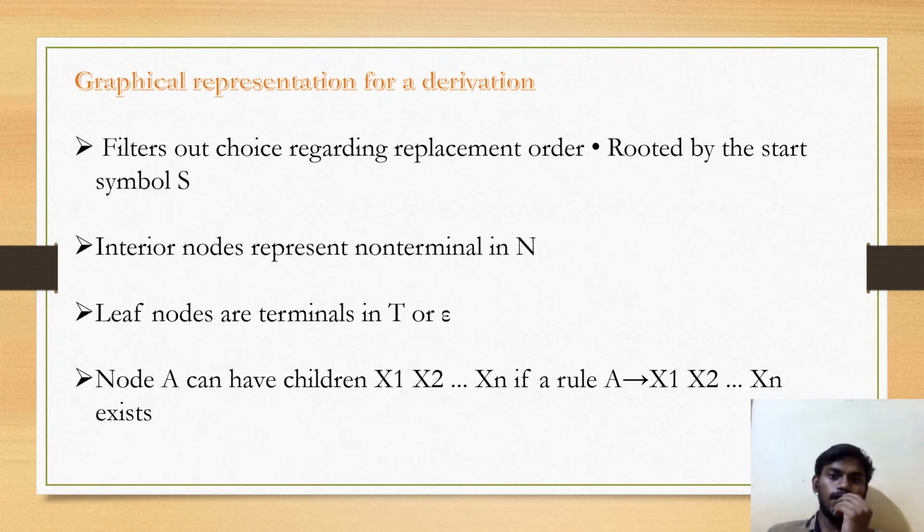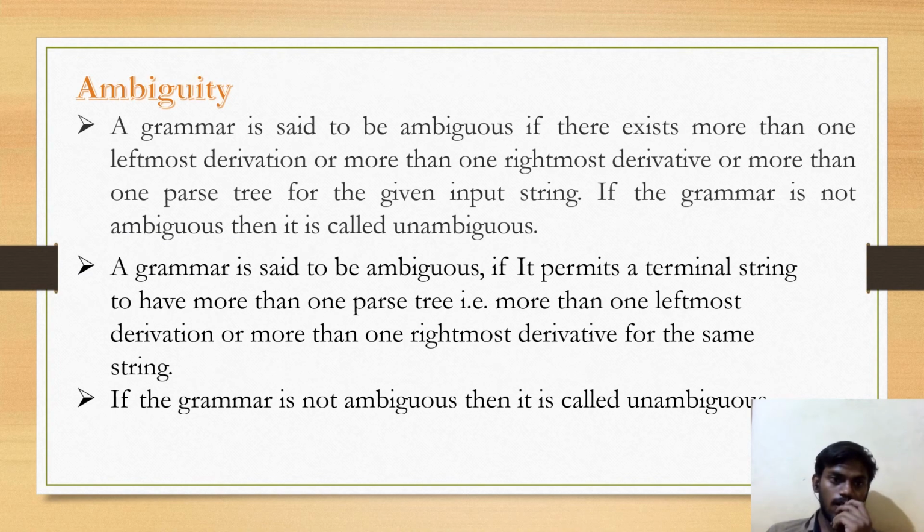Graphical representation of a derivation, also called a parse tree, filters out the choice regarding replacement order. It is rooted by the start symbol S. Interior nodes represent non-terminals in N. Leaf nodes are terminals in T or epsilon. Node A can have children x1, x2, and so on up to xn, if a rule A tends to x1, x2, up to xn exists.